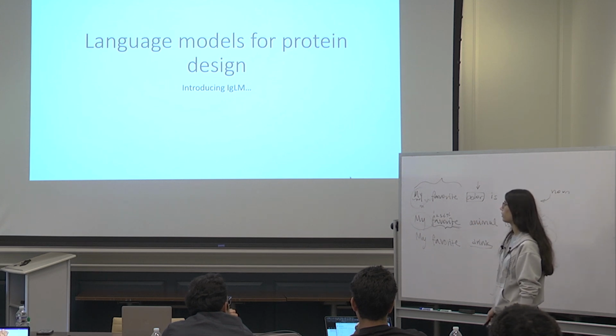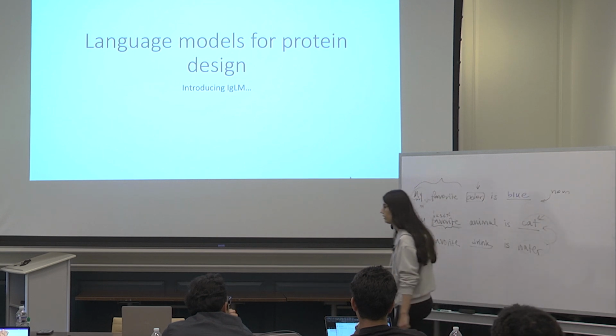So we're going to talk specifically about a method that was produced in the Gray Lab by Jeff Ruffalo, and it is called IgLM. So what is Ig? Immunoglobulin. Okay, what is that? An antibody. And what is LM? Language model. Okay, so this is a language model specifically for antibodies.